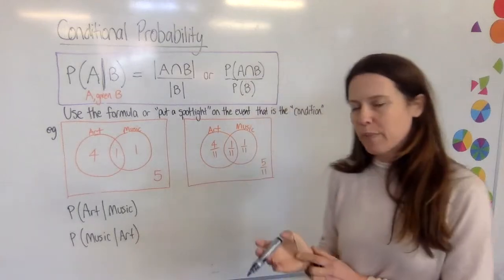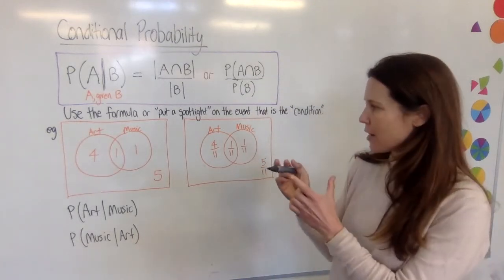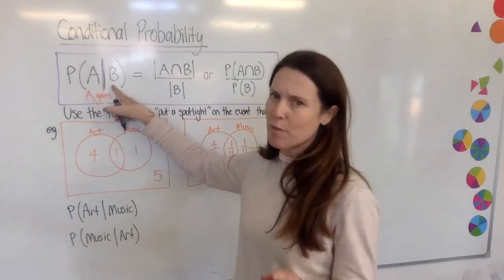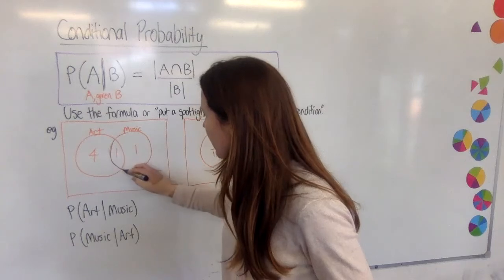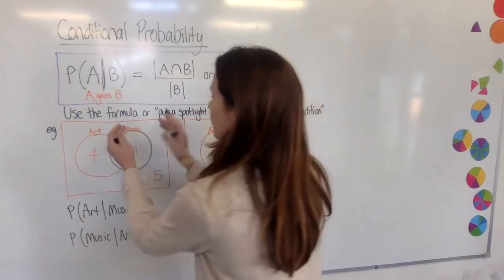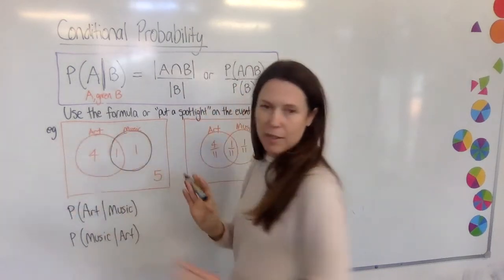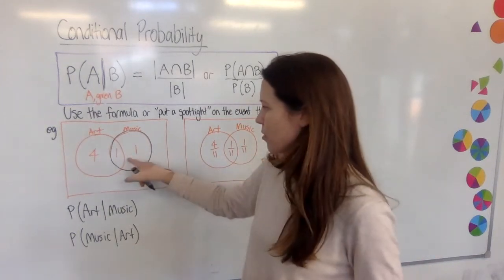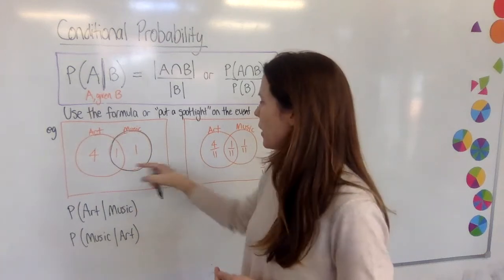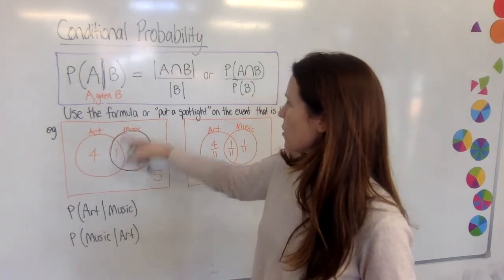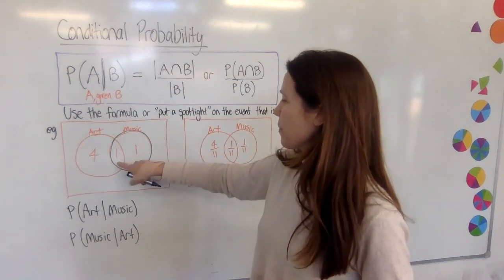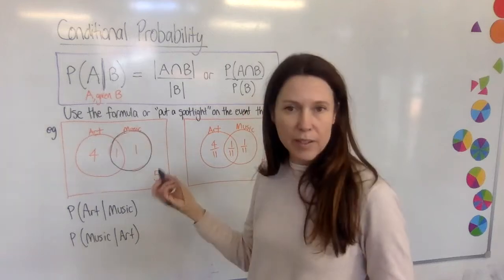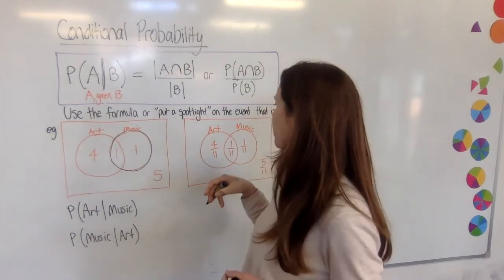Now, can you see there we've basically used the spotlight method right from the start here. We've said, okay, the chance of art, given that they have to do music, means I can just look at the music bubble and put a spotlight on that and ignore everything else. And then it's a really simple question. What's the chance of getting an artist out of those 2? 1 out of 2. Now, can you see that it's the number of students that are in the intersection, 1, over the number of music students altogether, 2. That's actually what we did there when we put that spotlight on.